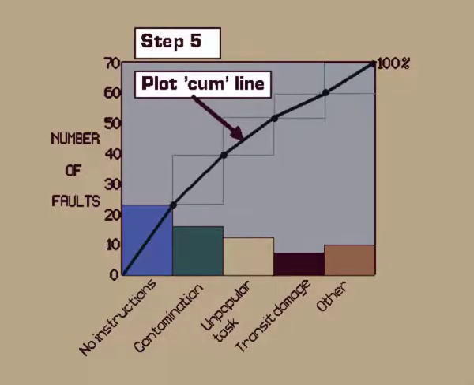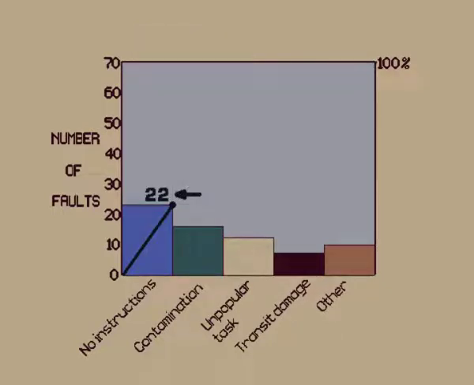In step 5, we add the cumulative line called the cum line. A quick glance shows that it ends at the same level as the 70 mark on our chart. Let us see how it got there and what it means. We start the cum line at the lower left or 0 corner and move diagonally to the top right corner of the first column. The top of the line is now at the 22 level.